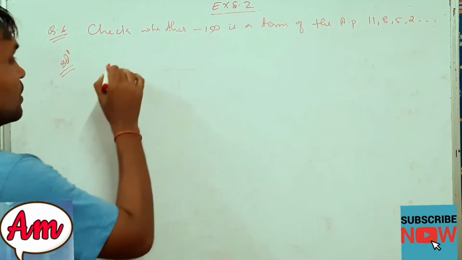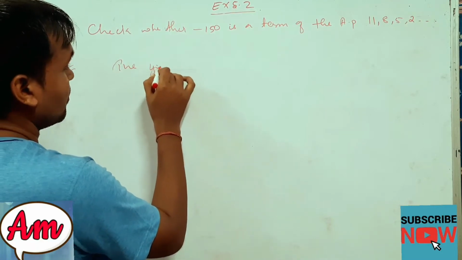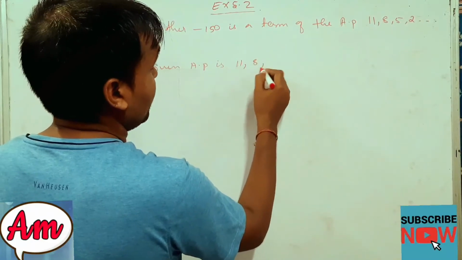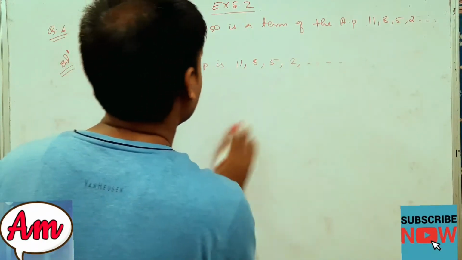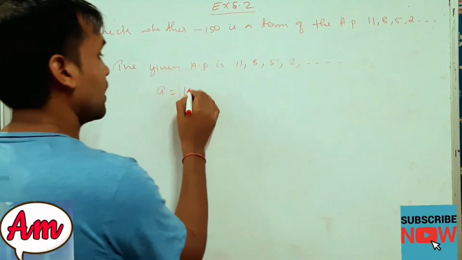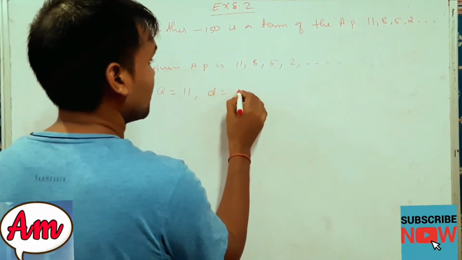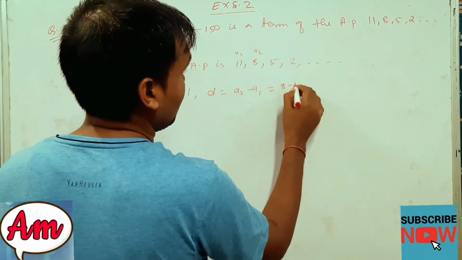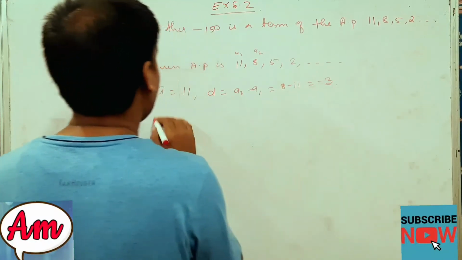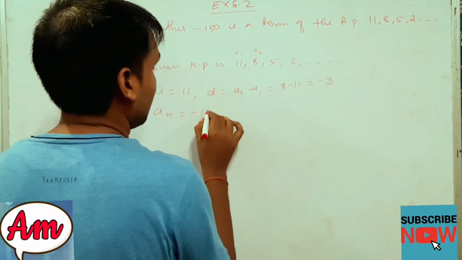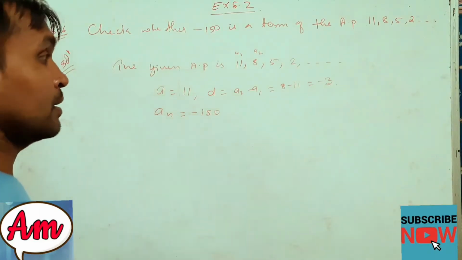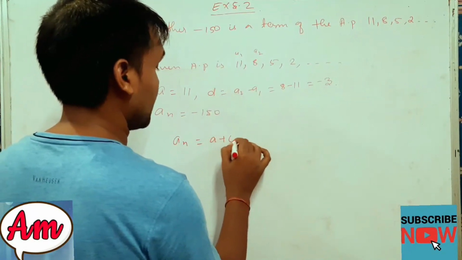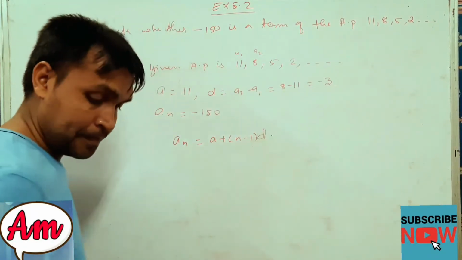So what we'll do, the given AP is 11, 8, 5, 2, this way. So here our first term is 11. D will be equal to A2 minus A1. So this is A2, A1. So 8 minus 11 is equal to minus 3. And An equals minus 150. Okay, fine, done. So again, same method we are going to do. An equals A plus (n minus 1) into D.